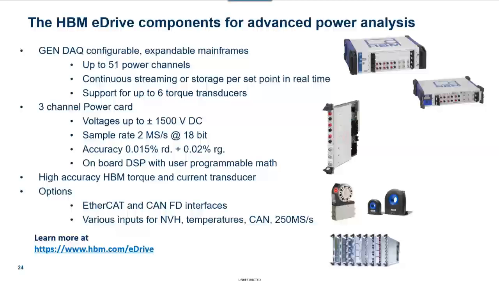We've talked about the high accuracy HBM torque transducers. We also have a line of current transducers that provide stable and accurate current, both DC and AC current measurements. There's a variety of other options that can be added to the mainframe to also support CAN bus recording, EtherCAT publishing, and various inputs for noise and vibration, say accelerometers, microphones, temperatures, and also a module that can support higher sample rates up to 250 megasamples a second.